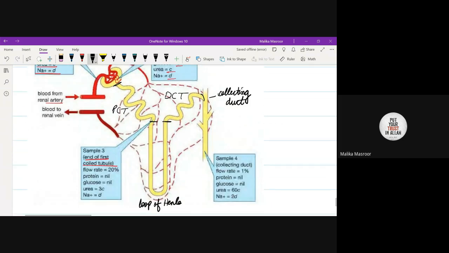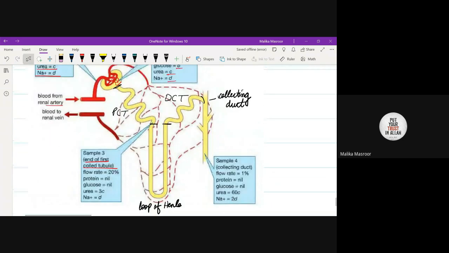Alright, now look at this. Flow rate has reduced from 100% to 20%. 80% of it has been reabsorbed by the end of your PCT. There was no protein, as it was already not there. Now there is no glucose as well. Now this is in a normal person. If it was a diabetic person, then obviously you would have had some glucose present. Urea is thrice, sodium ions are there. Urea concentration has increased, it has become 3 times. That means the additional water has been reabsorbed, so the urea is more concentrated.